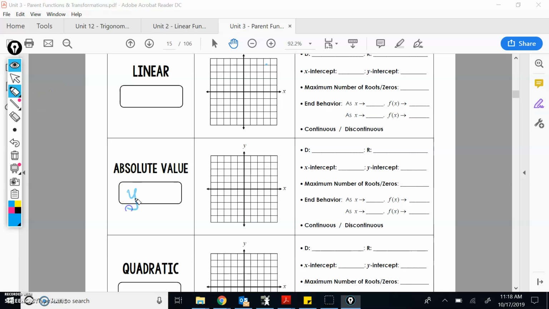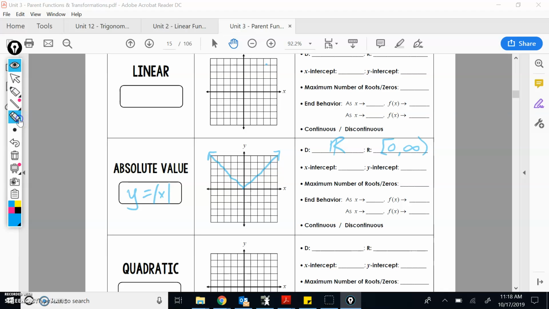Absolute value, that basic one, is y equals absolute value of x. It starts at the origin and goes up 1 over 1, up 1 over 1 in both the positive and negative directions, making a V shape. The domain is all real numbers, but the range starts at 0 and then it ends at infinity.